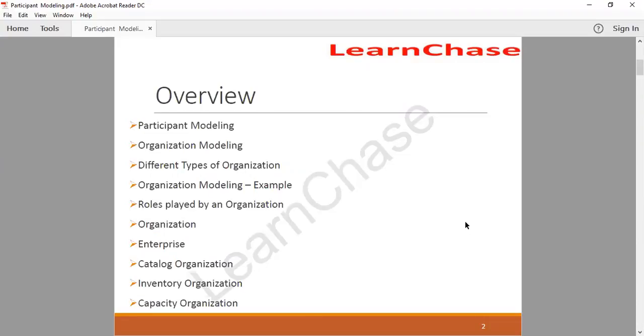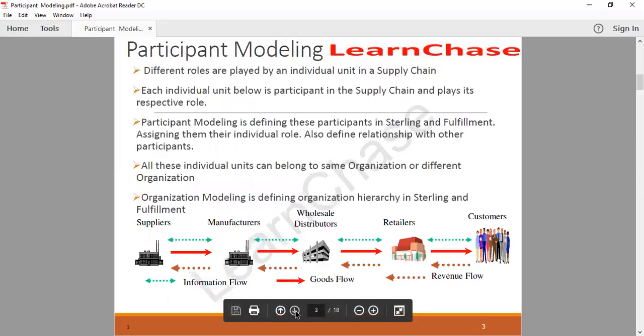And at any point in time, we'll be looking at all this with the help of some examples, so that you have a better idea when you actually start working on the software. Okay? So let us begin with the basic thing as a participant.